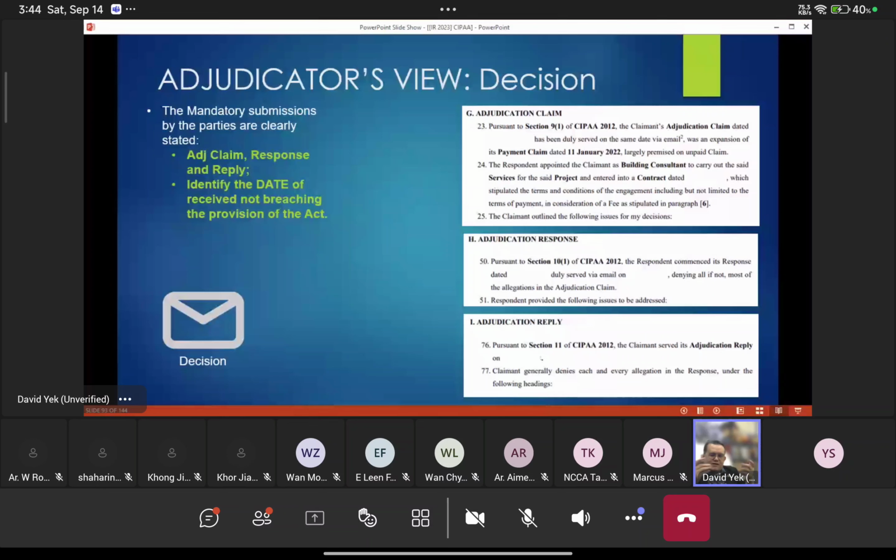Okay, so these are things that have to be considered when you do serving of notice and whatnot. Not just simply put your things into WhatsApp and serve the document or in email like that. So it has to be properly served. Okay, so now all these things have to be identified, especially the date. Sometimes you say the adjudication reply dated such and such, and received dated such and such. You see, the received date and the date in the document can sometimes differ. So this is something to be considered as well.